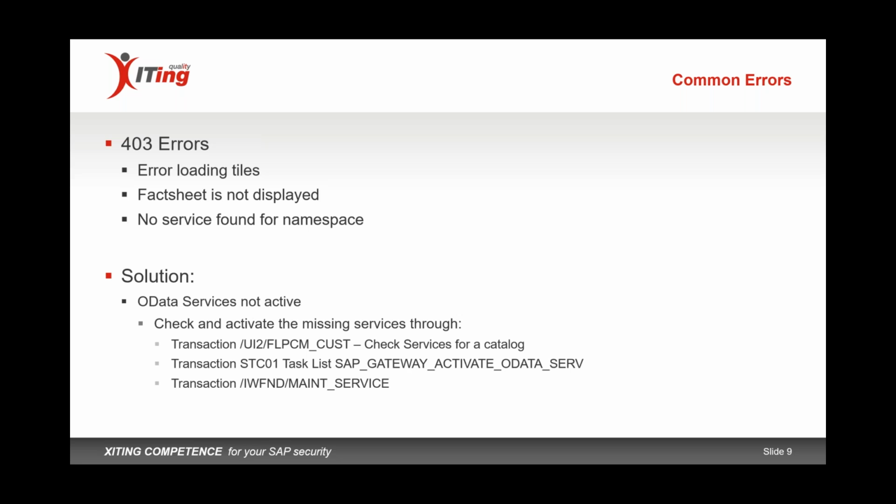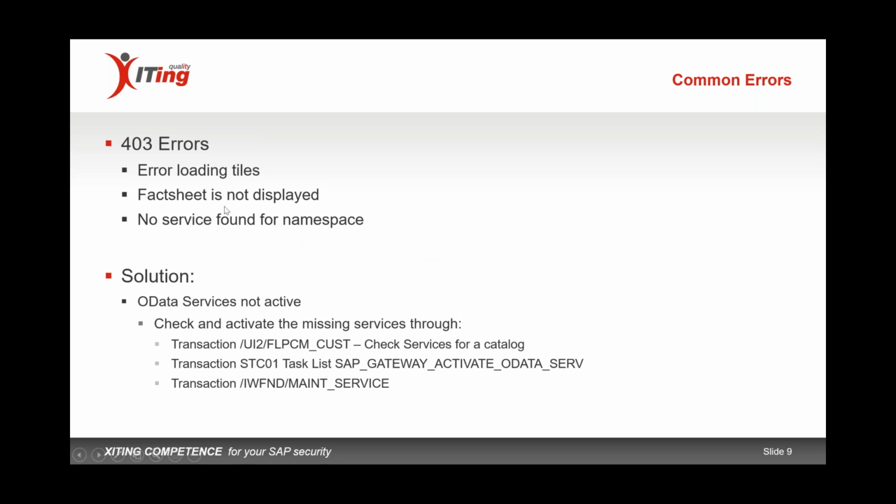Some of you might know them, but there's different error codes like 403, 404. There's different error codes when you browse. I mean, you probably experience that when you just browse the internet. So those are similar error codes, but in the view of Fiori, what's important is, for example, the 403 errors. That could be because there's an error in loading tiles. It's because fact sheets cannot be displayed, because there's no services registered for a certain namespace. There could be different errors that fall under the 403 error.